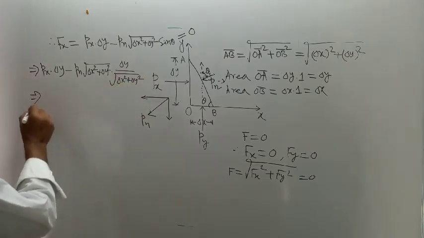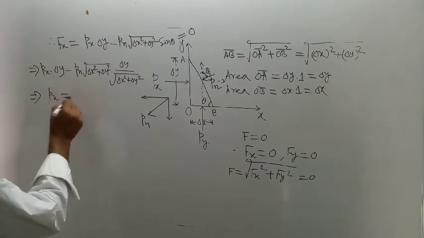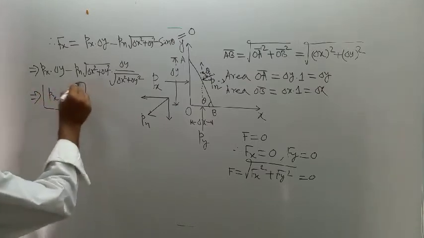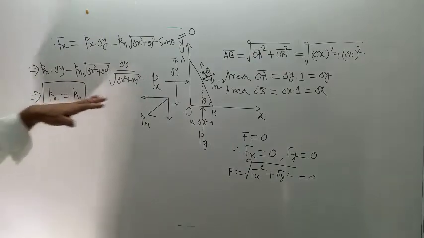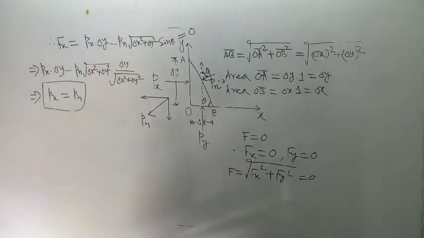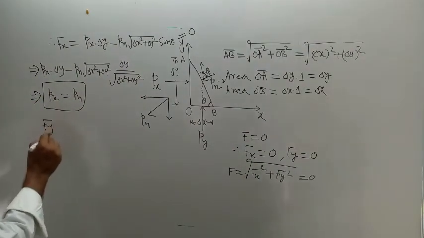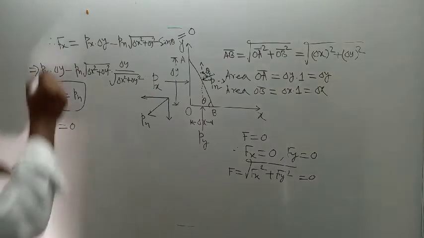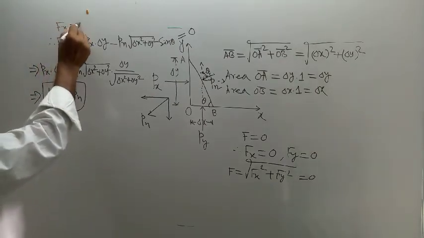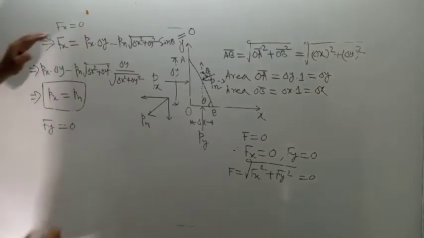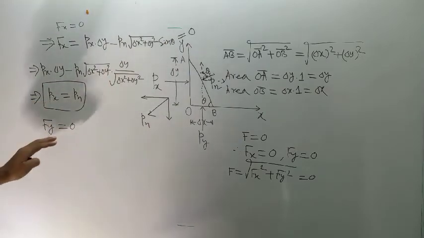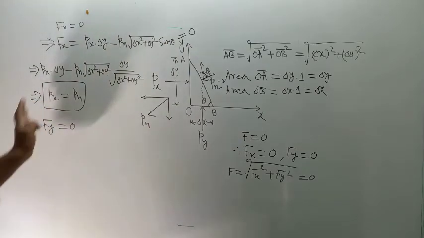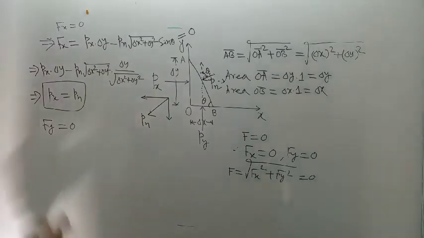So from here we are getting Px is equal to Pn. This thing we have got here. Here we have done Fx is equal to 0, from where we have got this. Now we are going to do Fy is equal to 0. This condition we are going to use here.